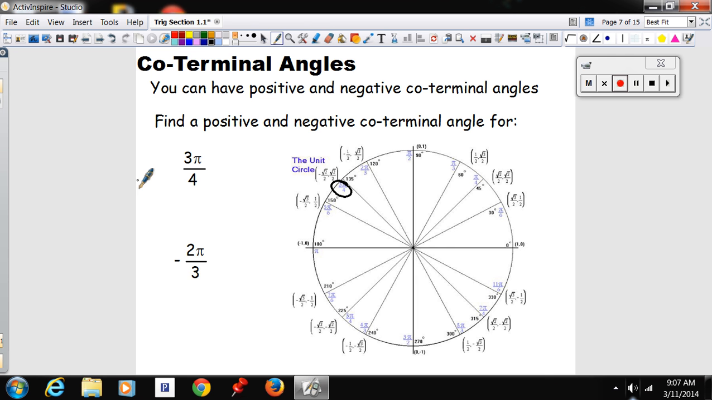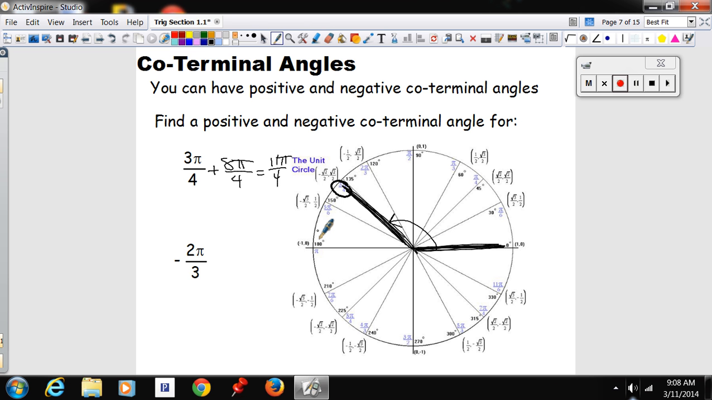3 pi over 4 would be this angle in standard position. You'd start here, and you'd end up right here. So go this direction. That would be 3 pi over 4. Now yesterday we added 8 pi over 4. Do you remember why I chose 8 pi over 4? Because it equaled 2 pi, which is one circle, and it had a common denominator of 4 so that I could add my fractions. So that gave me 11 pi over 4.